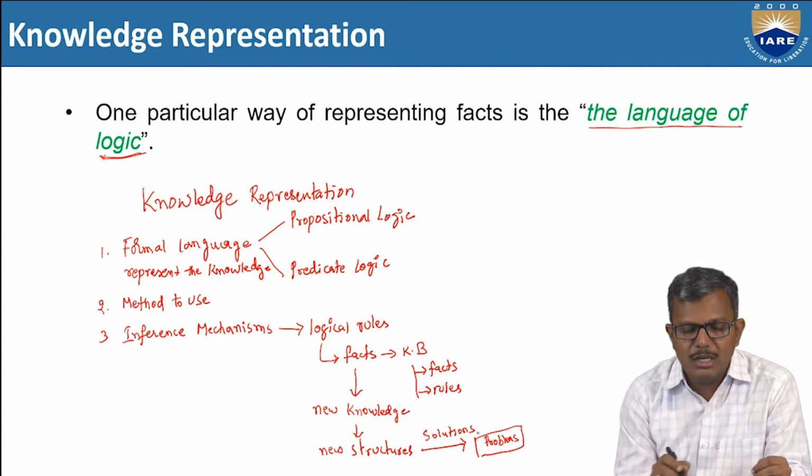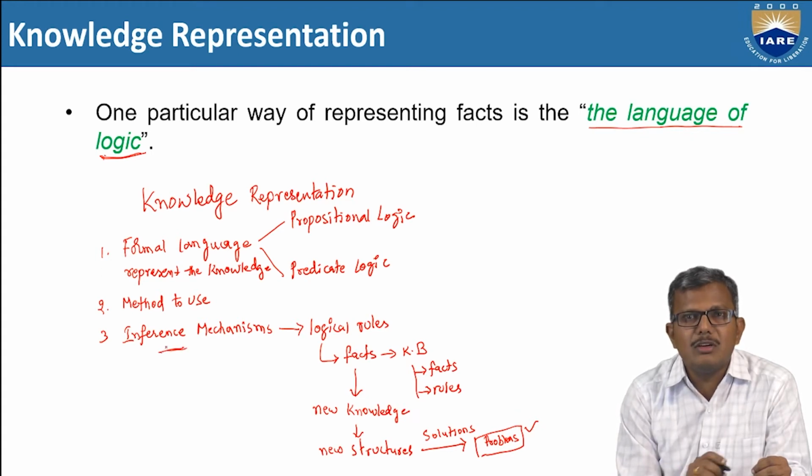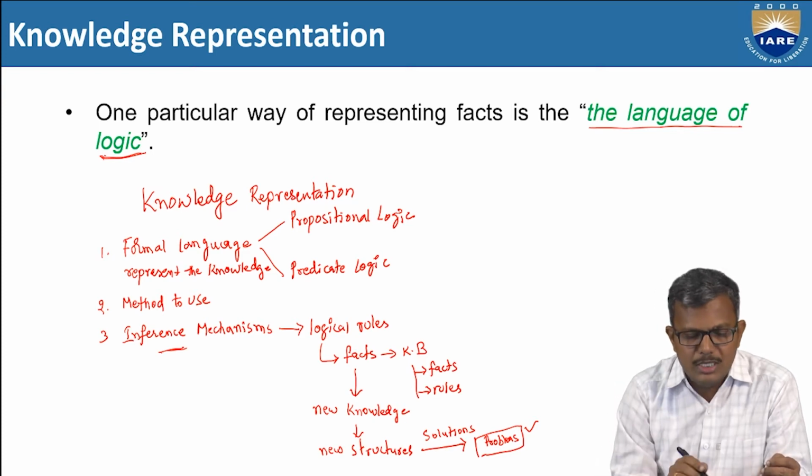We are discussing all these important points only to do problem solving. It is possible whenever you are able to apply some sort of inference mechanisms and generate new structures. Why? Because the new structures give you some kind of solutions, or a path which you can use in order to get the solutions to the problems we have. So that is the major third important thing we require when we are doing knowledge representation.